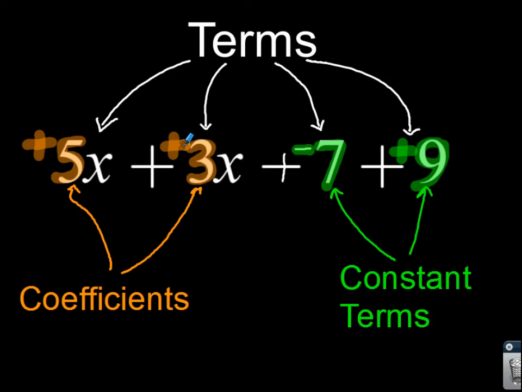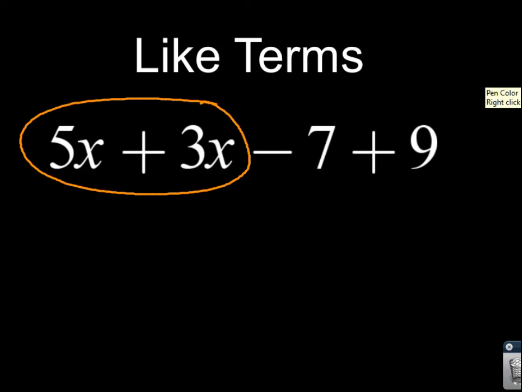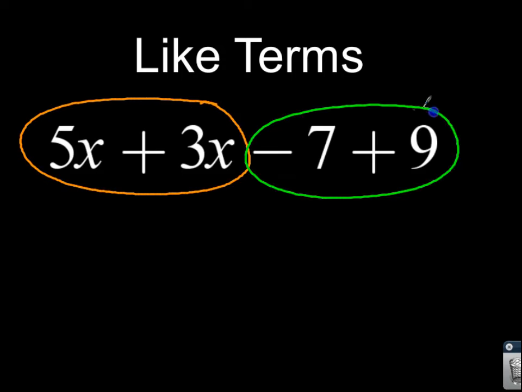Now, when we go ahead and combine these things, we're going to combine our like terms. So what we're going to do is identify the parts that are the same. Before we said these parts here are both variable terms with the same variable, and these are both constant terms. And so we're going to combine those together. These are the like ones.